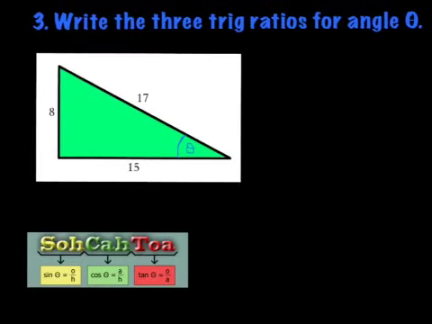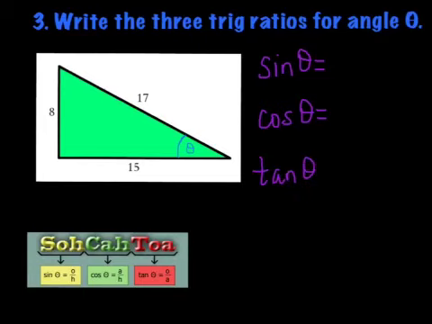Okay, last problem. Now we have to find the 3 trig ratios for this triangle, working with angle theta. So here's angle theta. Don't let that confuse you. I could have easily just put an X right there, but you are going to see that Greek letter sometimes, so let's get it in your notes. So we're going to need to find sine of theta, cosine of theta, and tangent of theta. And they're going to be fractions.